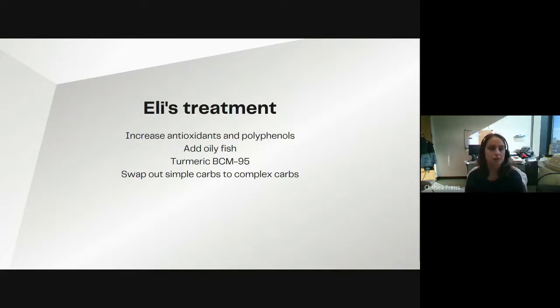And then he had no problem adding in fish. He ate that twice a week. And we added in a turmeric supplement to help reduce inflammation and restore his immune system. And then we swapped out simple carbs for complex carbs. So instead of white rice, he would have sweet potatoes.